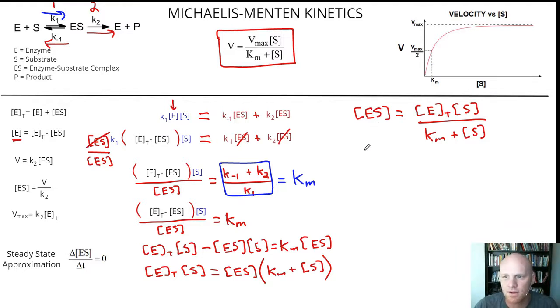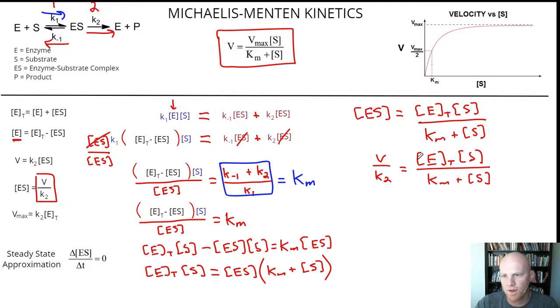From here, we've got an equation equal to our ES complex concentration. And if you recall, we came up with an expression for that ES complex. We're going to substitute that in right now. So now we're going to have V over K2 equals your total enzyme concentration times S all over Km plus S. Cool, and now we multiply the K2 up to the other side.